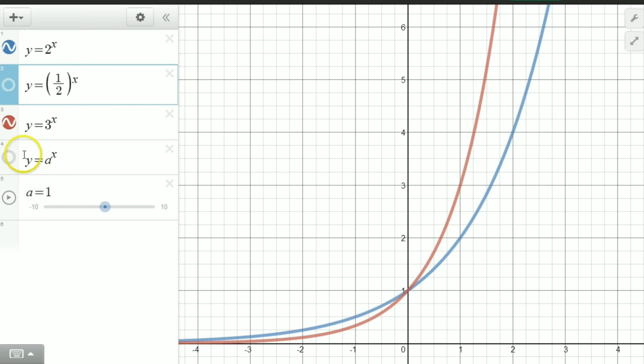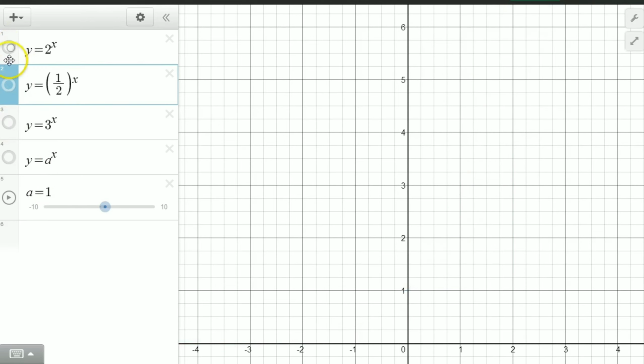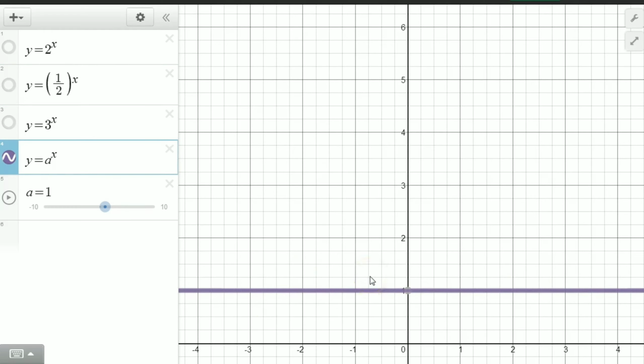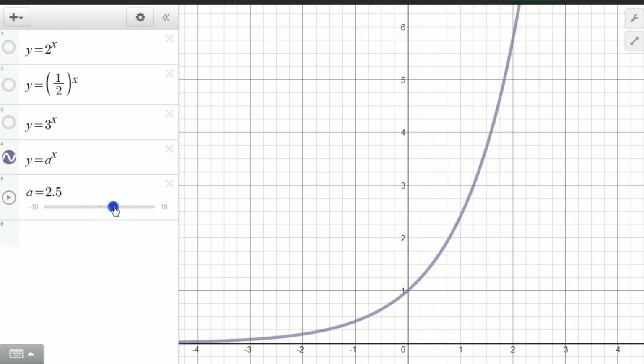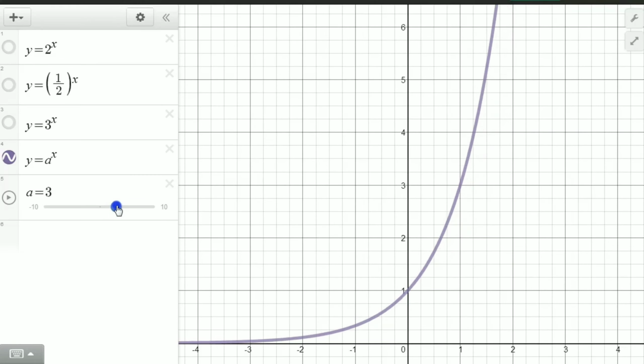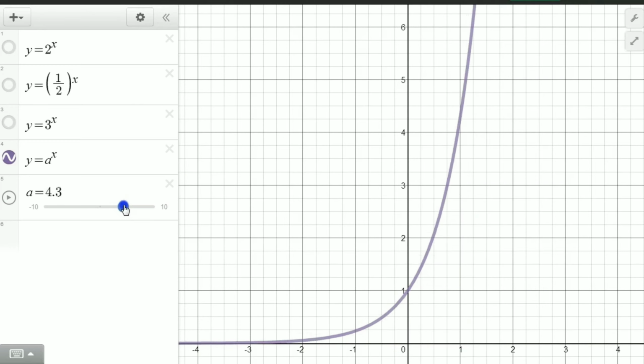Let's have a look at any particular value of x. Let's turn off these specific graphs and look at y equals a to the x. Obviously if a is 1, we don't get an exponential graph, we just get a horizontal line, because 1 to any power is just 1. But when a is greater than 1, as we said, we have a graph which gets very large very quickly. When a is 3, it goes through 0, 1, and it goes through 1, 3. If a was 4, it would go through 1, 4.